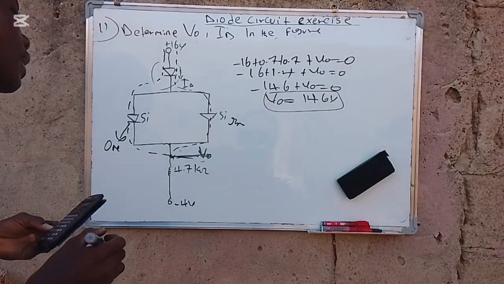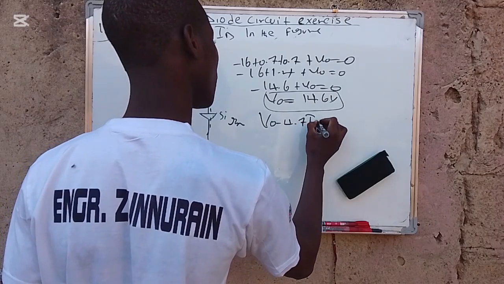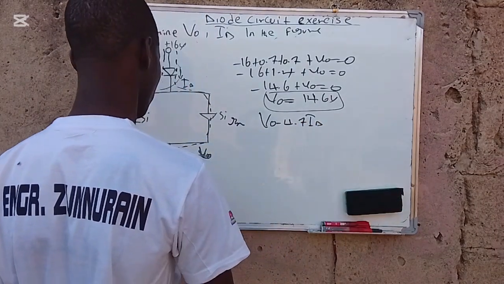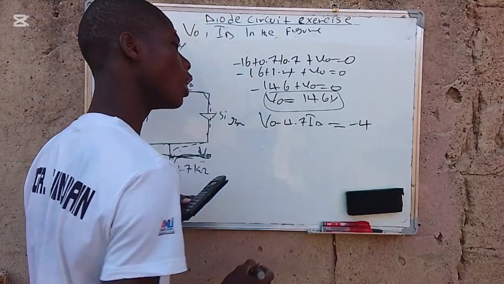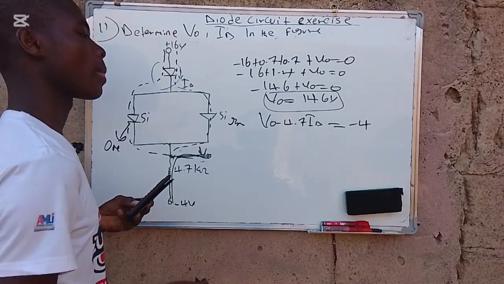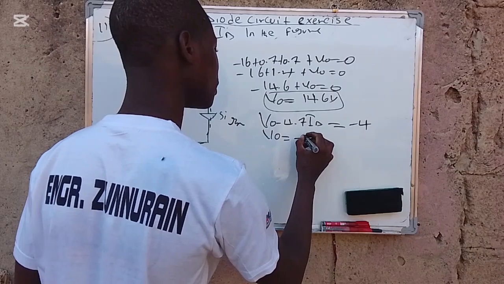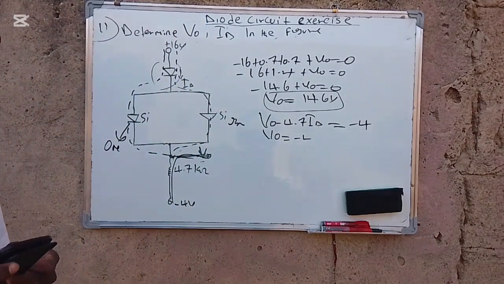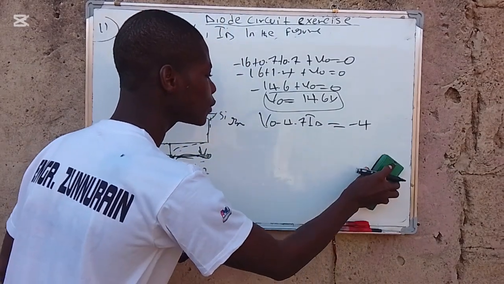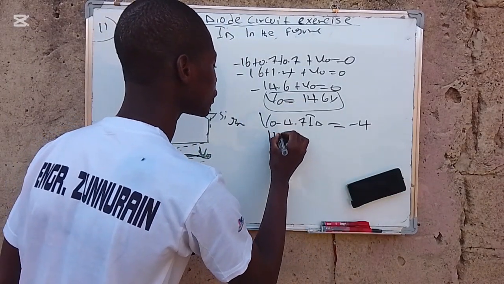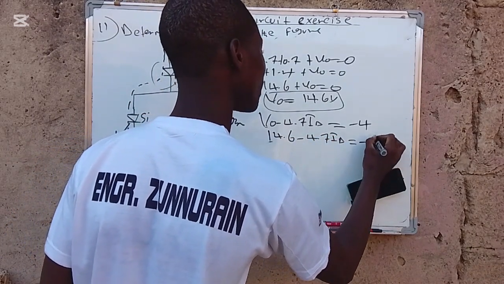If I am to find the current, I'll go from this point to here, so this should now be V naught minus 4.7 ID equals minus 4. I am dealing with this current, so I substitute the 14.6: 14.6 minus 4.7 ID equals minus 4.